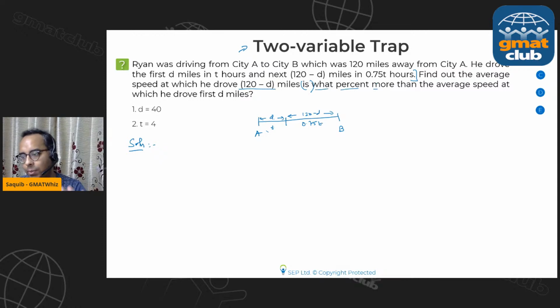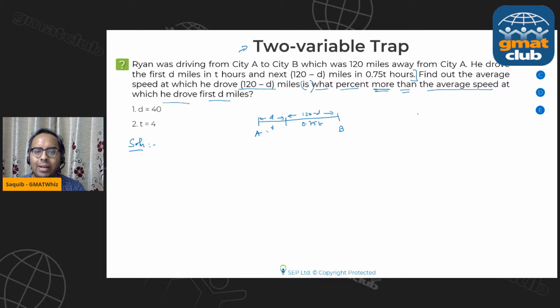Ideally, I would have written it down, but I'm just reading it to let you know how a student might have solved it and made a mistake. So find out the average speed at which he drove 120 minus d miles is what percent more than the average speed at which he drove the first d miles.